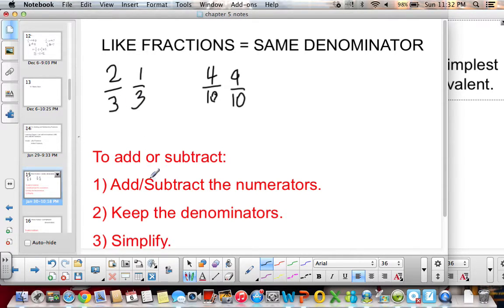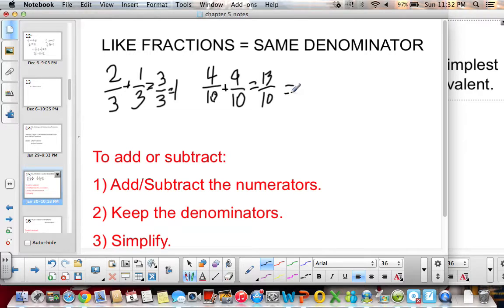So to add or subtract, we add or subtract the numerators, keep the denominator, and then simplify. So if we want to add 2/3 plus 1/3, we add our numerators. So we would get 2 plus 1 equals 3 over 3. So 3/3, which equals 1. 4/10 plus 9/10. 4 plus 9 equals 13. And then we keep the denominator, so 13/10.